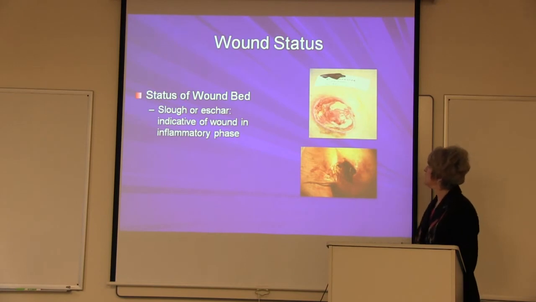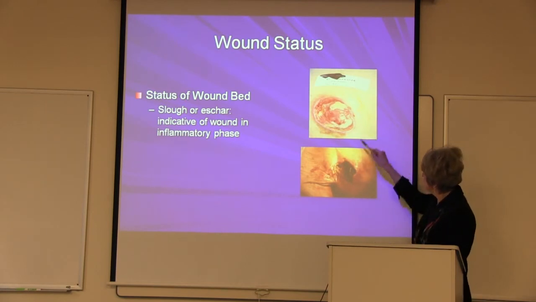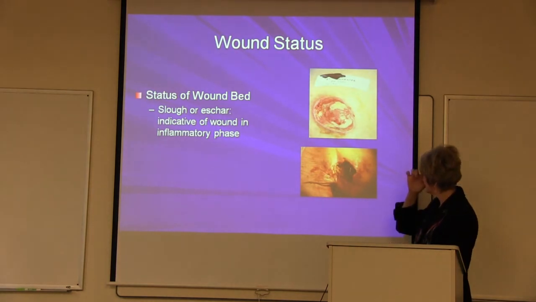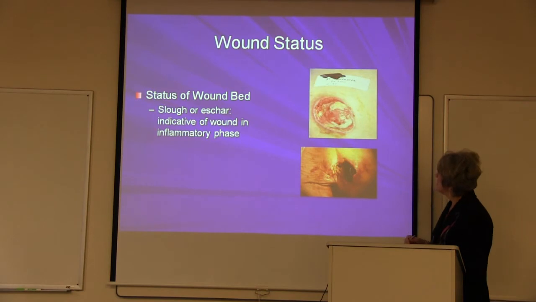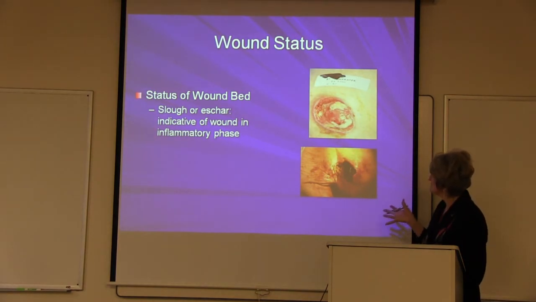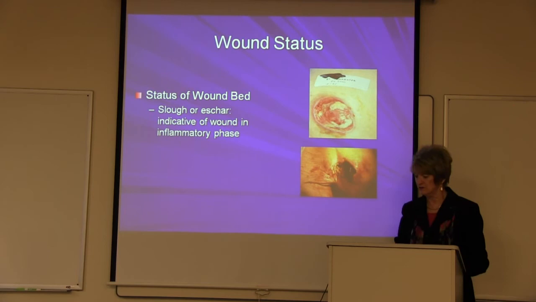Slough and eschar, pretty easy. So again, if we look at the wound on top and we guesstimate the amount of the wound covered with slough and the amount of the wound that's clean, non-granulating, we would probably say somewhere between 30 and 40% slough, 60 to 70% clean, non-granulating. This one's easy, 100% eschar.